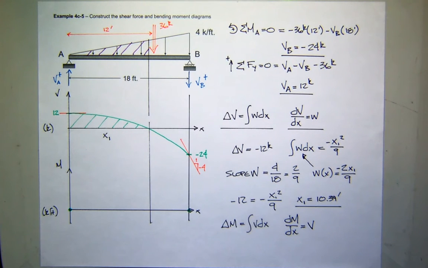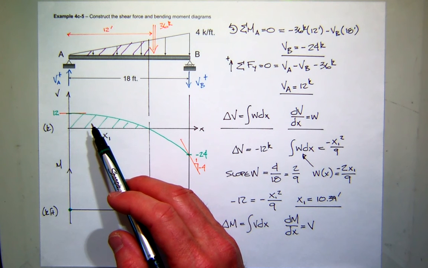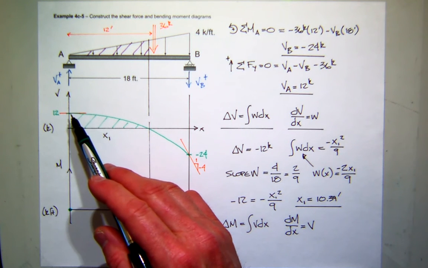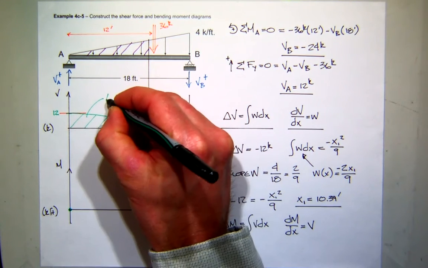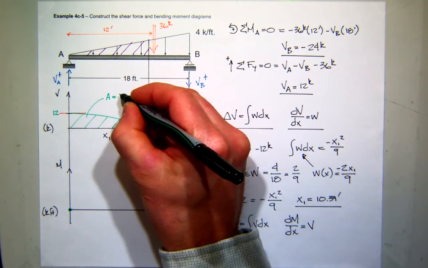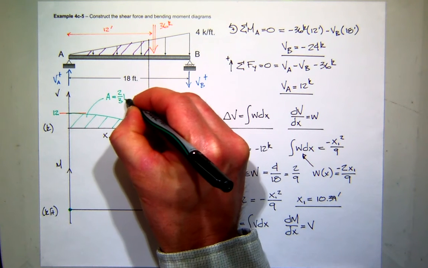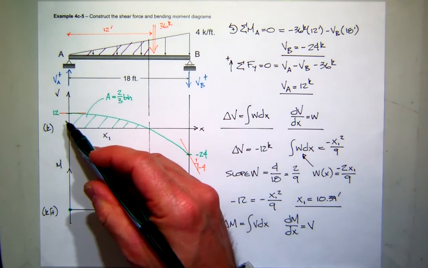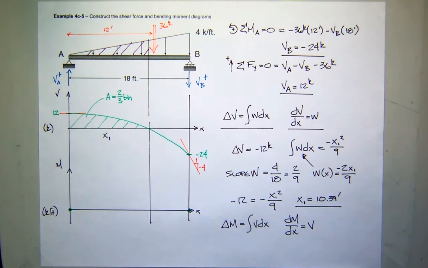Now we do have an advantage. What kind of section does that look like to you? That's a parabolic section. See, because it starts off with a 0 slope. So actually the area of a parabolic section is 2/3 base times height. Our height is 12. Our base is 10.39 and then 2/3. So what would that number be?